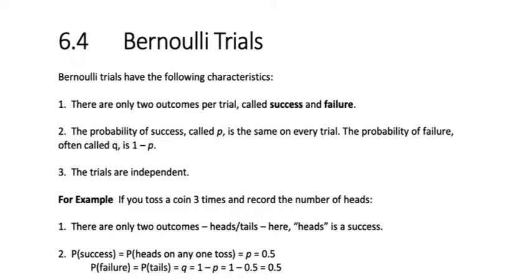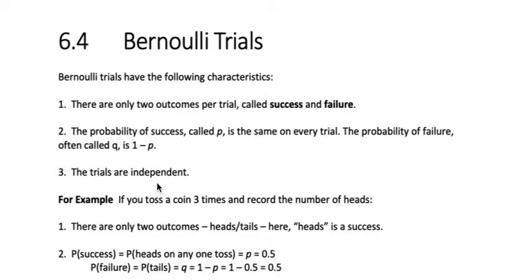The probability of success is p, and the probability of failure is therefore going to be 1 minus p, because again, those are the only two things that can happen. And the trials are independent. So what happens on one trial doesn't affect what happens on a second trial.